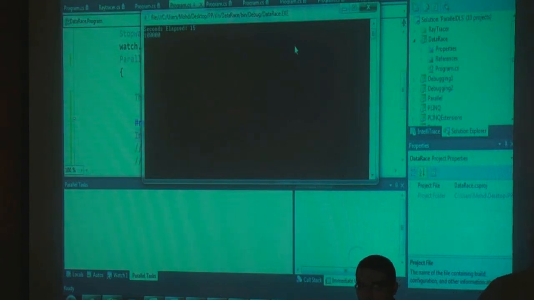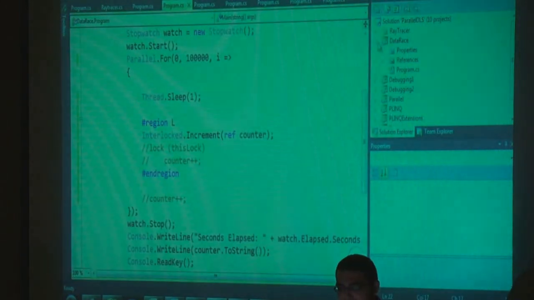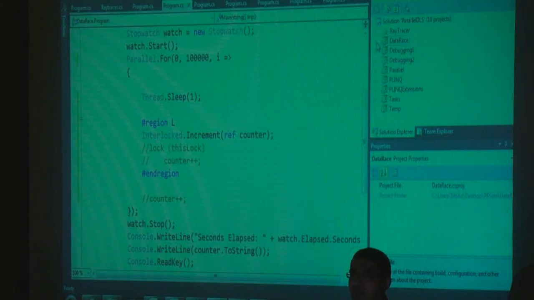Okay. 10 minutes, please. Okay, by the way, my time is done. I still have two demos, which are about debugging and about deadlocks. Should I continue or just stop?